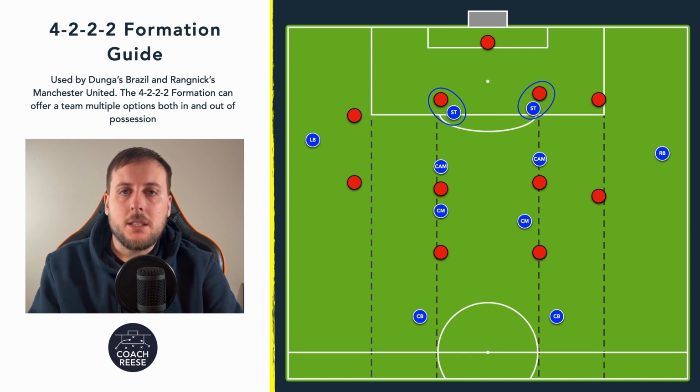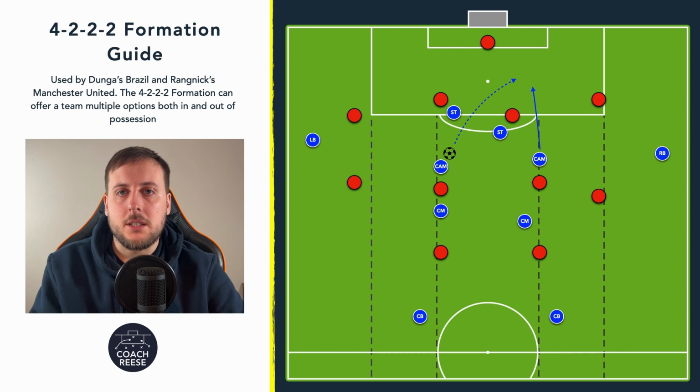So what we might see in the first instance is one of the strikers drop. This hopefully brings the opposition's centre-back with them, and that space in behind then can be attacked by an attacking midfielder. To release that attacking midfielder, we will need lots of quick combinations between the strikers, attacking midfielders, and other supporting players so that we can release a player into that space behind.